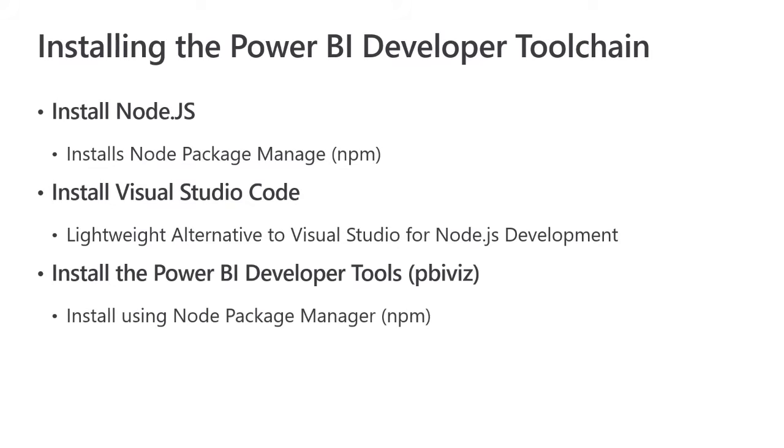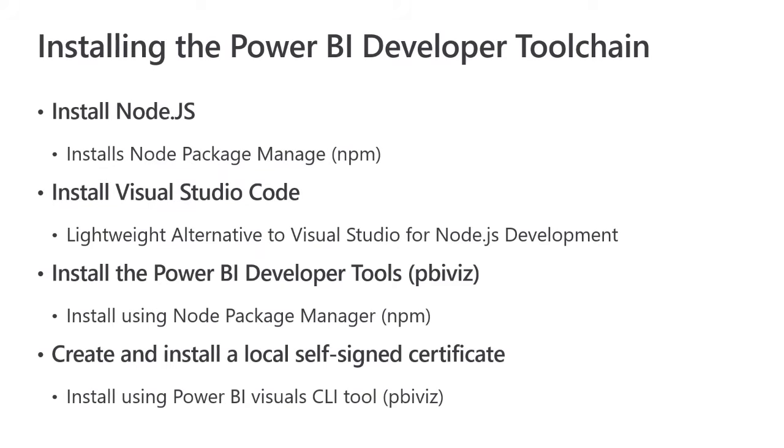Okay, now we also have to install a Node.js package for the Power BI developer tools, and that gives you a command line utility called PBIVIZ. So you'll be calling things like PBIVIZ start and PBIVIZ package. Once again, it's a command line utility that gets installed when you install the tools. And then before we get going, we're also going to have to install a local self-signed certificate so that we can run our project in Visual Studio Code, set up a local web server and debugger, and then be able to test my code right in the Power BI service with a developer visual. Okay, it all sounds great.